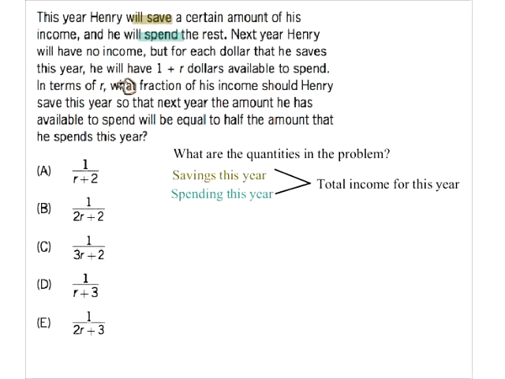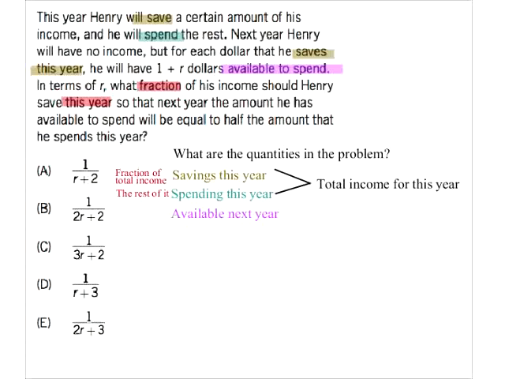Next year, he will have no income. That's not a quantity. Saves this year, we already have that. That's already a quantity. That's this color. But this is new. Available to spend, we have not seen. So that's another quantity. Available next year. There's no savings next year because he doesn't have income. And then there's a fraction that they're asking you for of this year's income. So there's some fraction of that. Let's put that over here as a quick note. Fraction of total income. And then the spending this year will just be the rest of it.